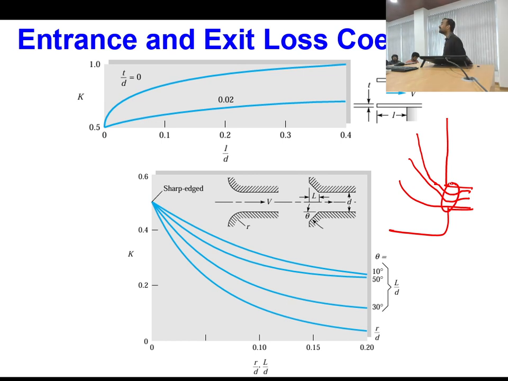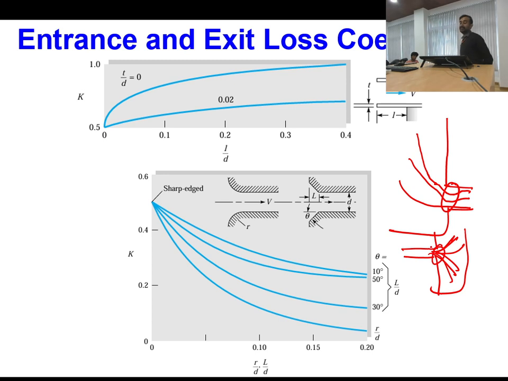So this is called entrance loss. Then a similar thing can happen with the exit. Say you have a pipe and this pipe is giving the flow to a tank. So here also the flow will suddenly spread like this. So there also it will create some additional loss, that is called exit loss.